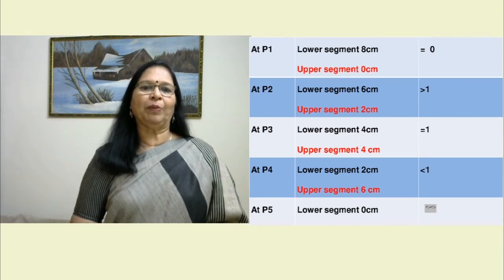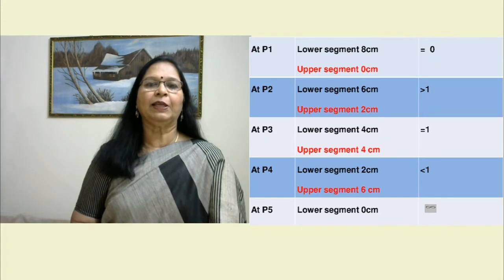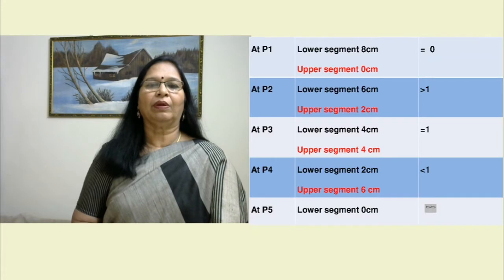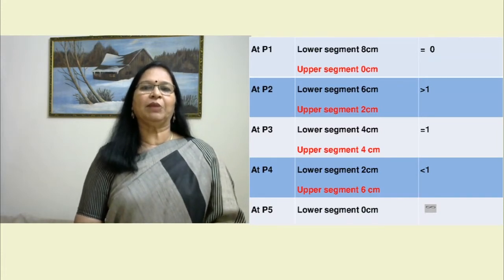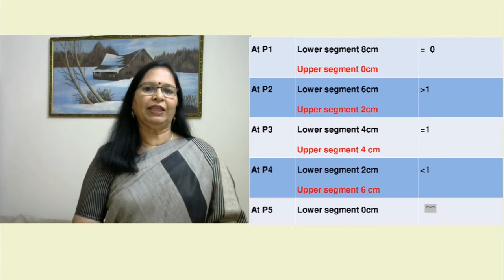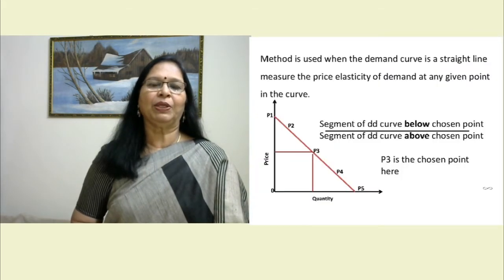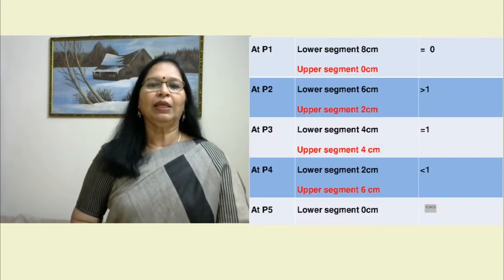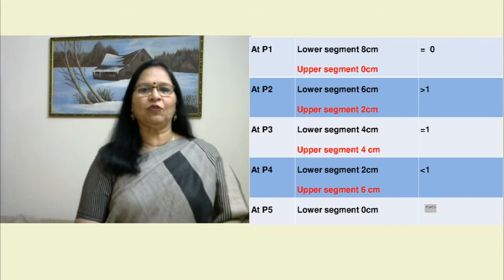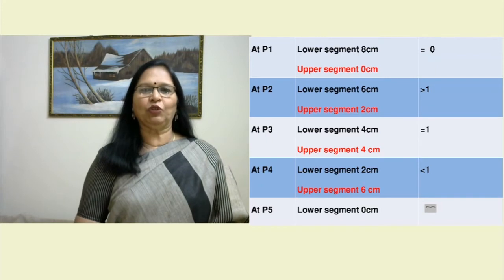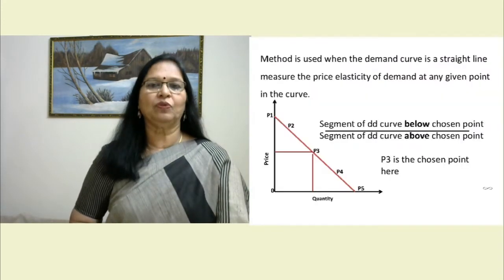Then you have the P2 point, where you can find the lower segment is 6 centimeter and the upper segment is 2 centimeter, so the value will be greater than 1. You can see that at P2 the lower segment is bigger than the upper segment. Then the third one, the lower segment is 4 centimeter and the upper segment is also 4 centimeter, and therefore the value will be equal to 1, which is also visible.